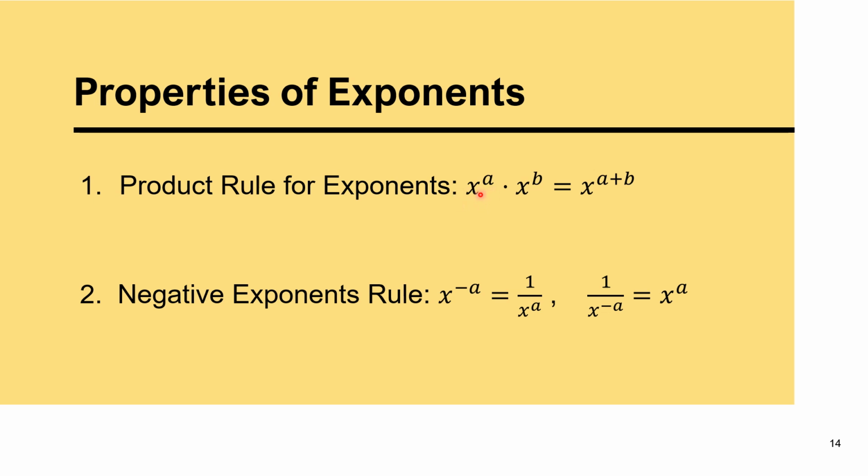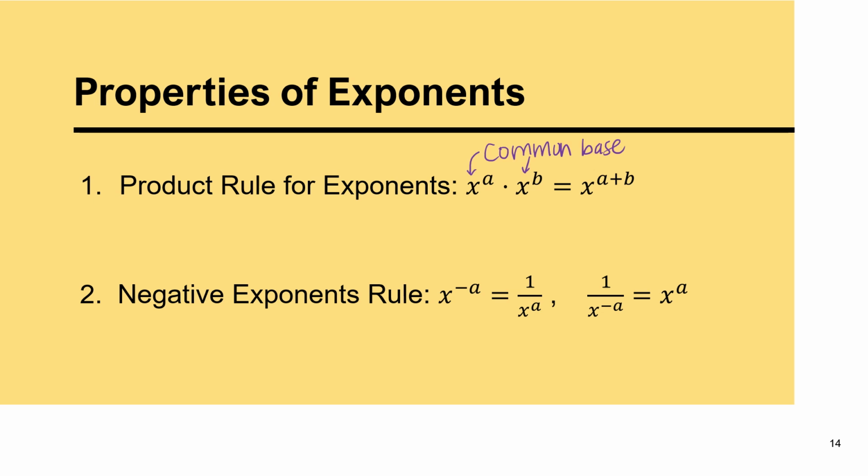Now what this says is that if you have a common base, so if your base is the same, so here it's x to the a times x to the b, then you can combine those exponents. And here, if you are multiplying these terms, you add the exponents. So if you have a common base, again, this only works if you have a common base, then if you're multiplying those, you can add the exponents.